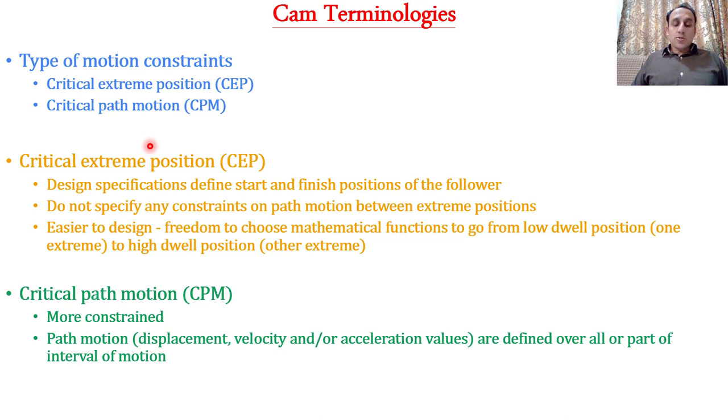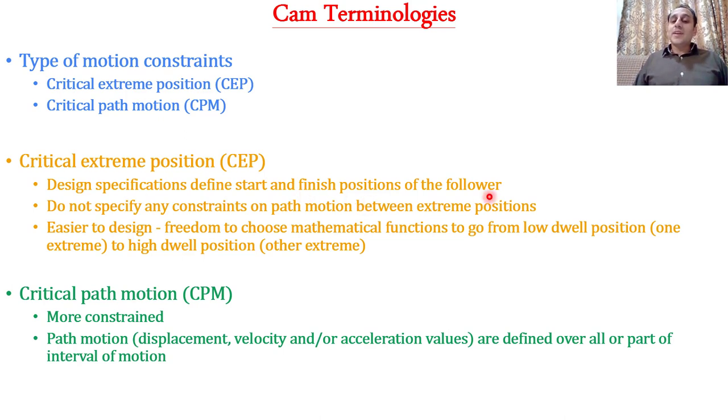In critical extreme position, we are only interested in the extreme positions of the follower. For example, if a follower is in translatory motion, we are just interested in moving the follower from its bottom position to its top position. We are not concerned about the velocity or acceleration or the path which the follower follows in order to achieve that position. CEP is a type of cam follower problem in which we are interested in the start and finish position of the follower.